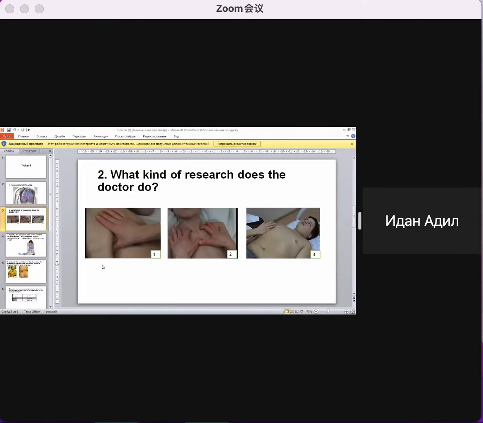Checking for gallbladder. Yes, that's right. So this is the costal arch, yes? Look, doctors, this is the right costal arch. Okay, and this is the abdomen area. So at photo number one, what can we see?